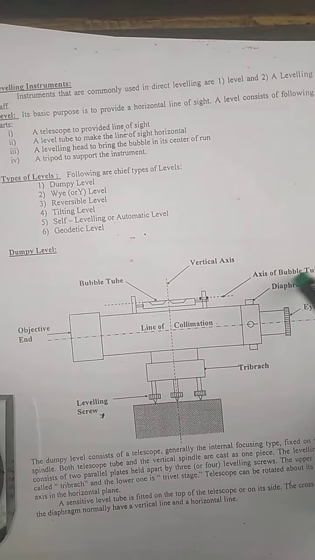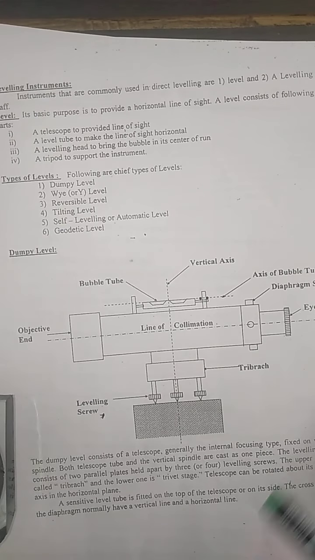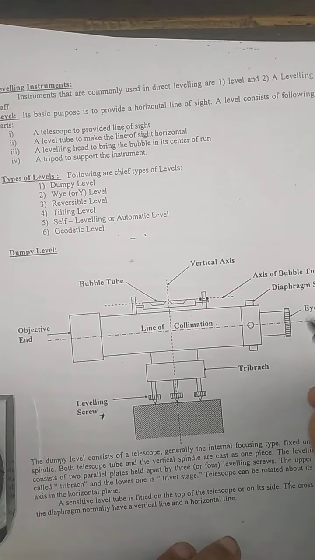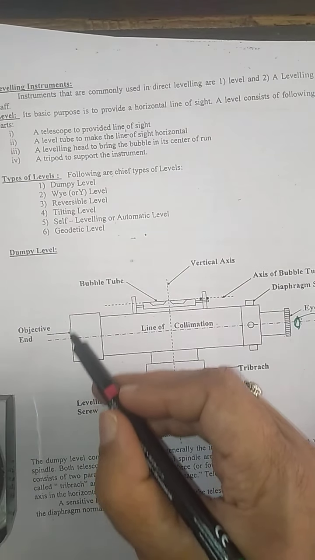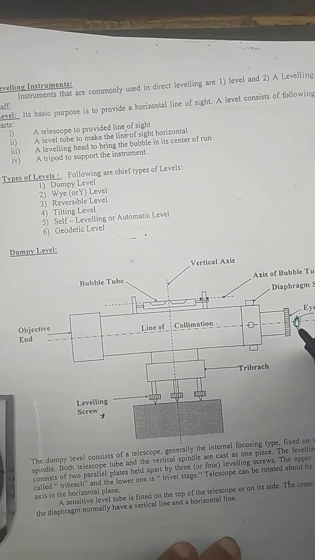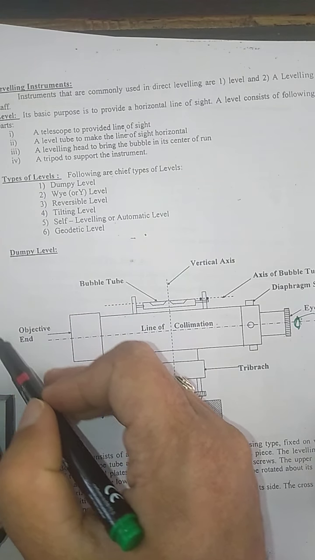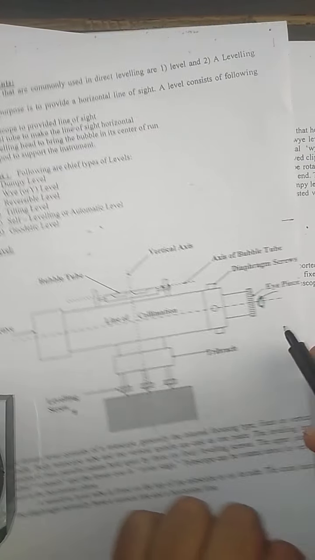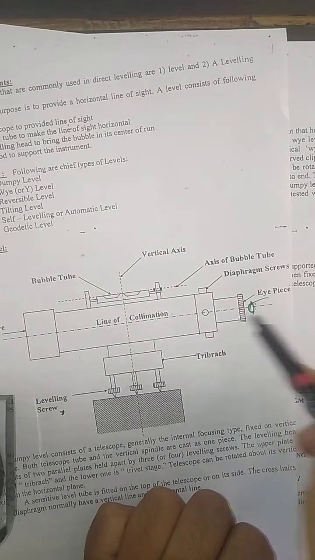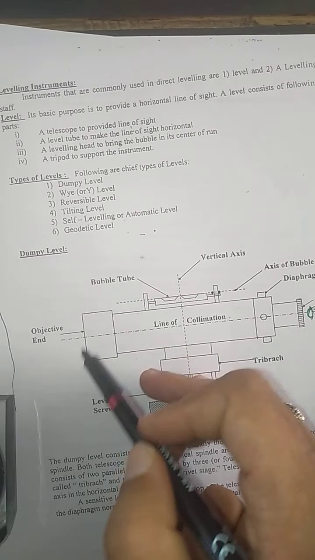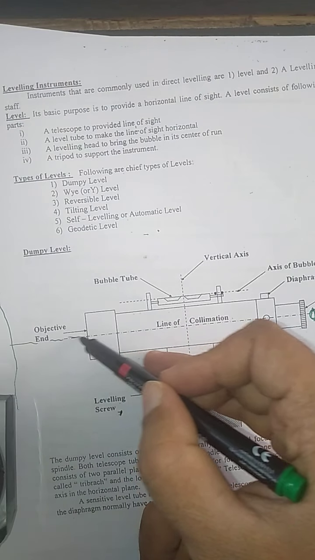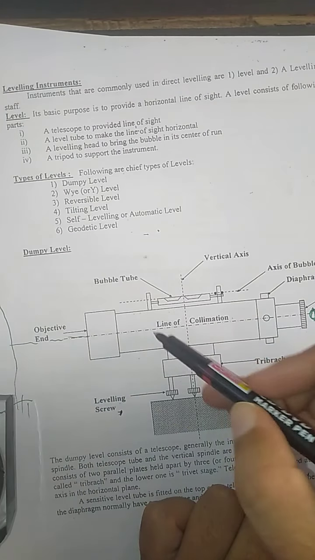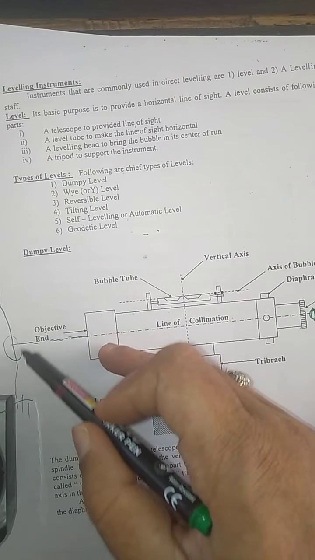Now it is going to have an eyepiece. From this eyepiece, we are going to look towards the staff from here, right? And it is going to have an objective end. It is going to have the lens over here. We are going to look towards the object, right? Suppose there is a staff over here, right? We look towards the staff from this end, and then there is an objective end, right? And then it provides the horizontal line of sight. Okay, so wherever the horizontal line of sight meets, there we get the reading.